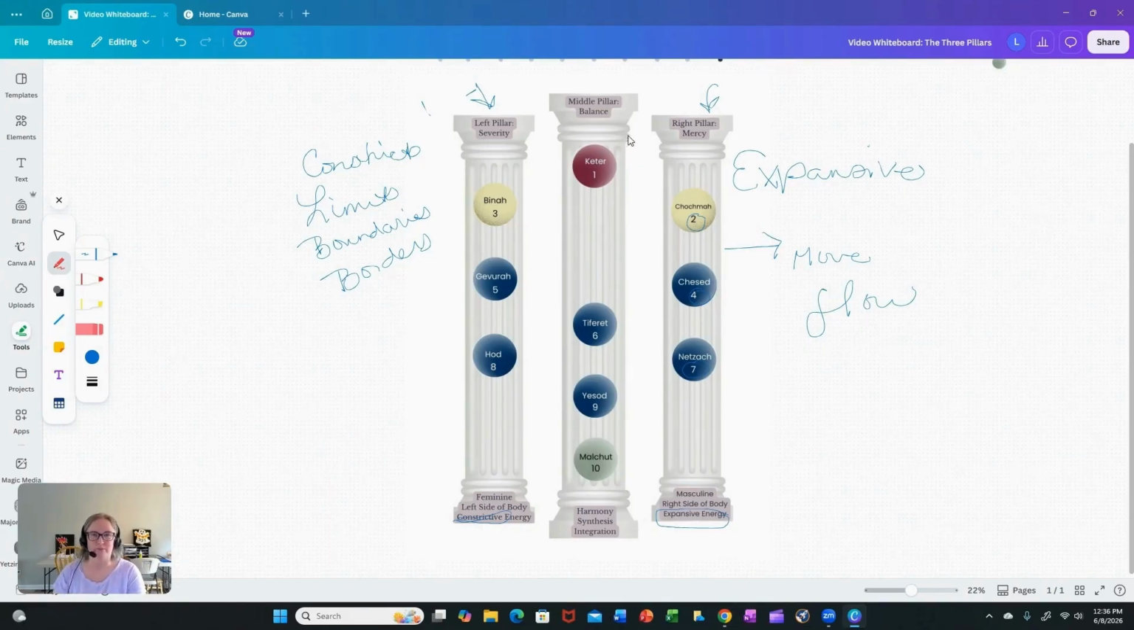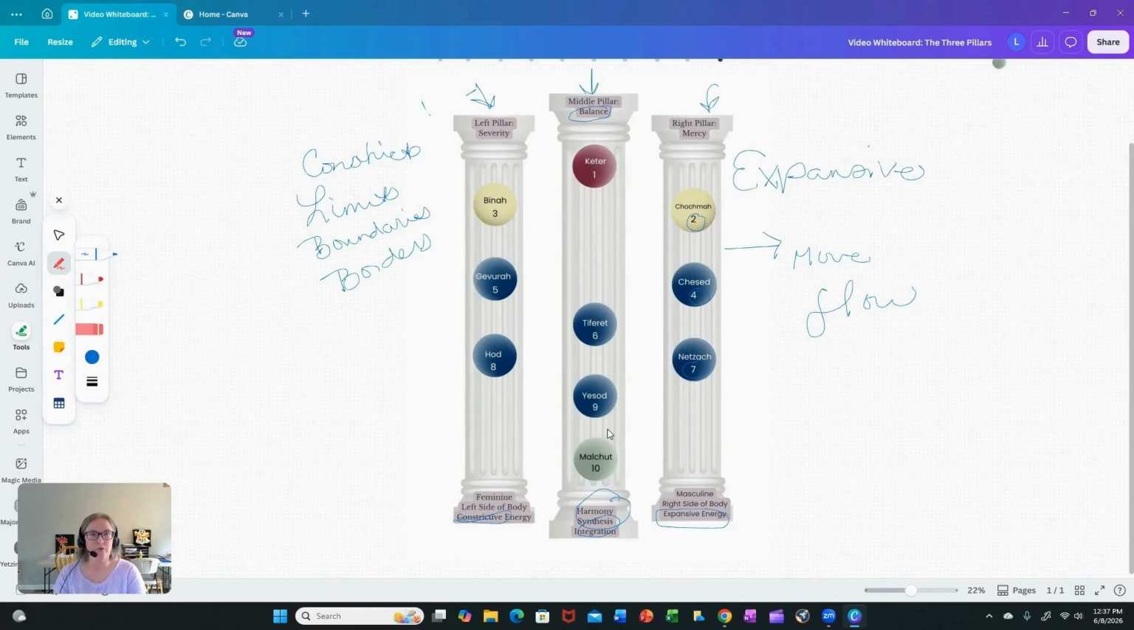Then you have the middle pillar. Now, you might be thinking, oh, the middle pillar, okay, well, that's balance, because you've got it right here. It's called balance. Yeah. I like these words better. Harmony, synthesis, and integration. It's really more harmonizing because it's a verb. It does something. Harmony always sounds so sweet and delicate and dainty. Harmonization isn't. Synthesis and integration can be extremely chaotic and sometimes painful as things are harmonizing themselves. So the 1, the 6, the 9, and the 10, these are elements that are talking about integration.